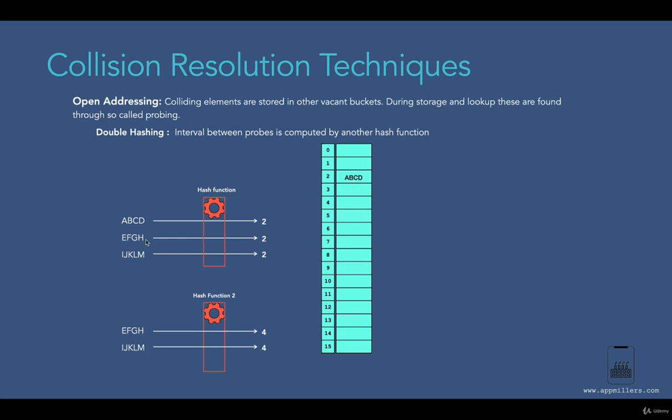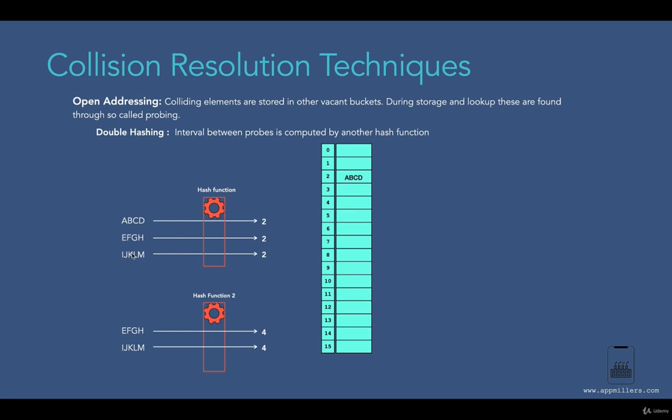After inserting this, we continue to the next string, which is EFGH. If we call the first hash function for this string, we get an index of 2. So we check index 2 in this hash table. We see that at index 2 we have another string, so this means that we cannot insert it at index 2.